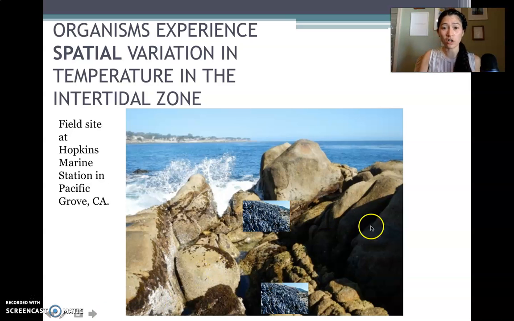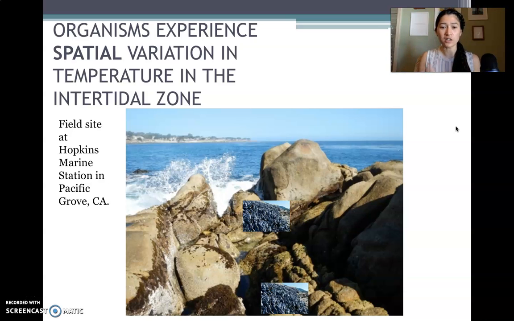So this is a picture of one of the field sites I've worked at. This is at Hopkins Marine Station in Pacific Grove, California. It's right by the Monterey Bay Aquarium. If you've ever been there, like where this picture was taken, just a little bit off to the right is where the Monterey Bay Aquarium is. It was a great place to work for a summer.